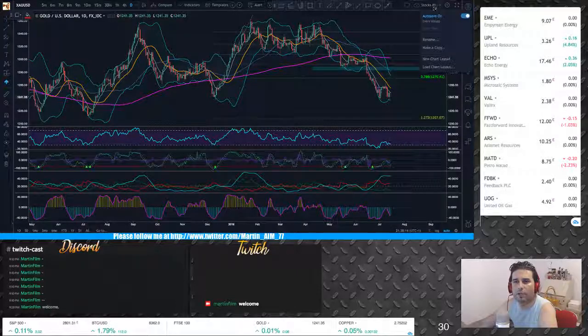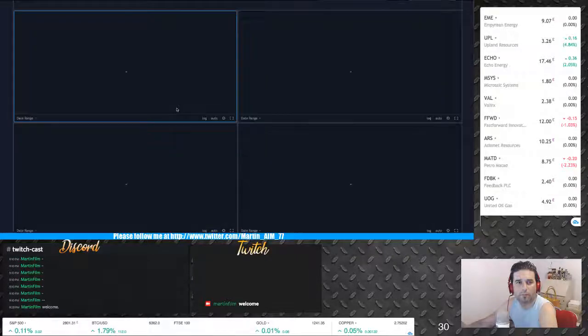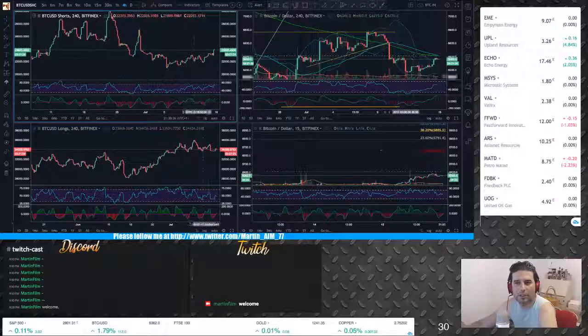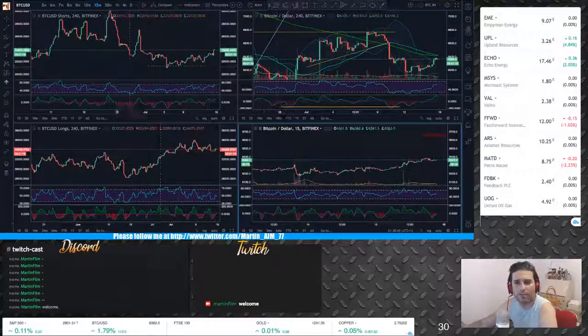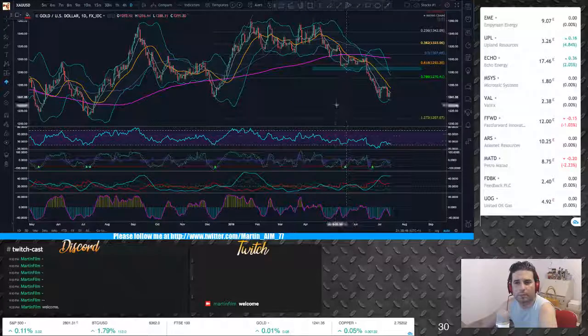Here you can create new layouts as well. I've got several chart layouts. For example, I've got BTC4, where you can create 4 different layouts at different time frames, so you can see, or you can create 2. It opens a new window, but yeah.